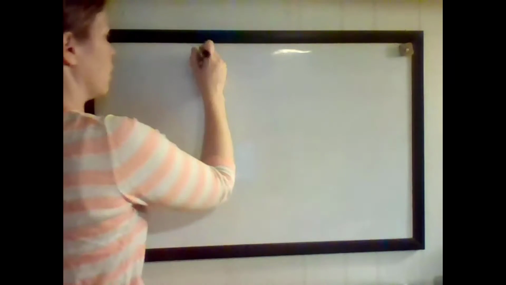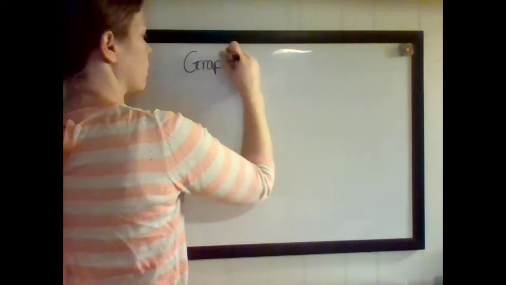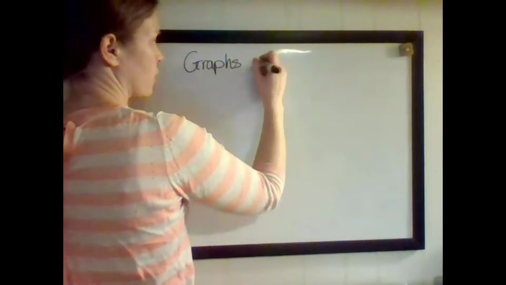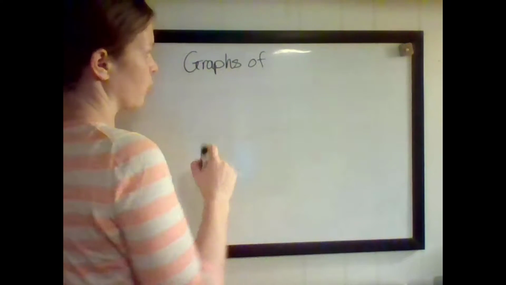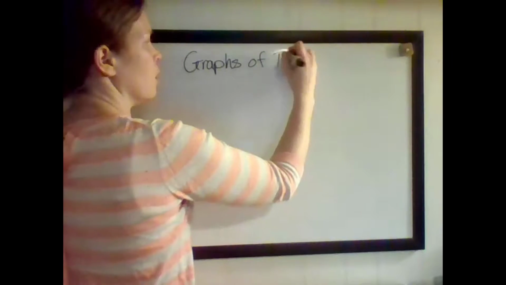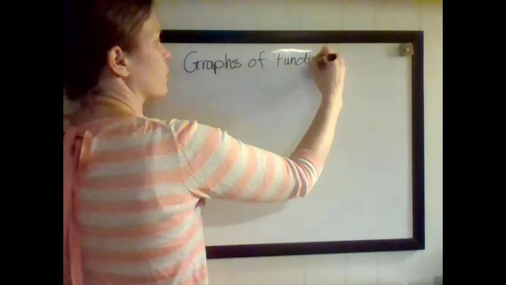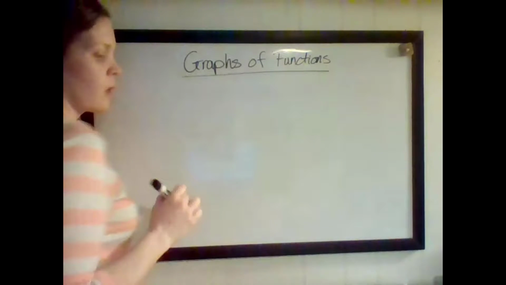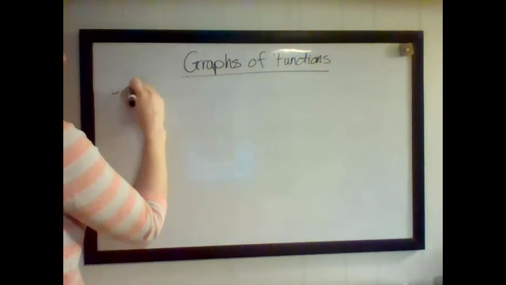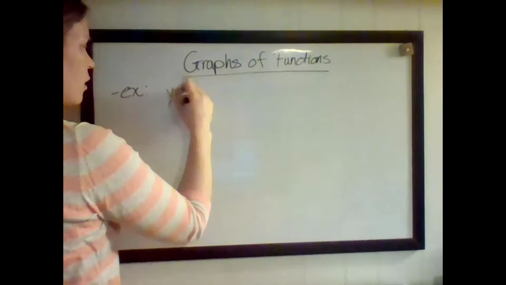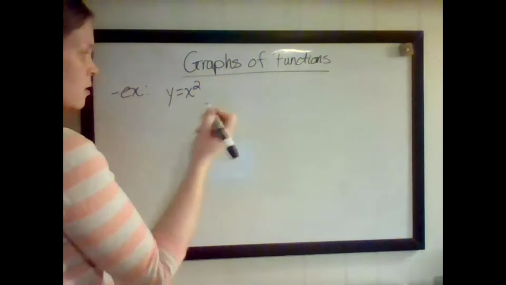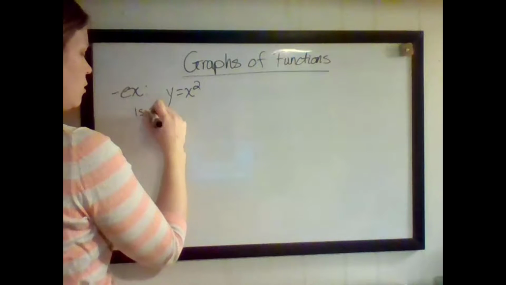So let's look at a couple graphs and see whether or not they're functions and figure out a way to determine pretty quickly whether they are or not. So graphs of functions. We're going to do two really basic examples to take a look at this. First, let's graph y equals x squared. And let's see, is it a function?